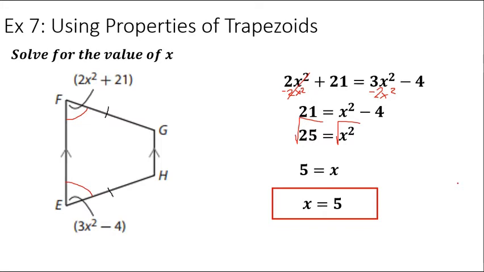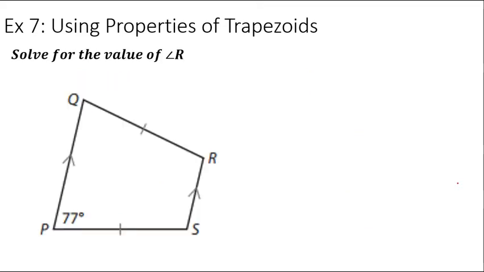Okay, and our example 8. So we're going to solve for the value of r. Okay, so here again, this is an isosceles trapezoid. So I know these two angles are congruent. So that means that if that's 77, that's also 77. And I know that these two are congruent to themselves as well, using the properties of isosceles trapezoids. That means that since we don't know what these are, I'm just going to call them both x.